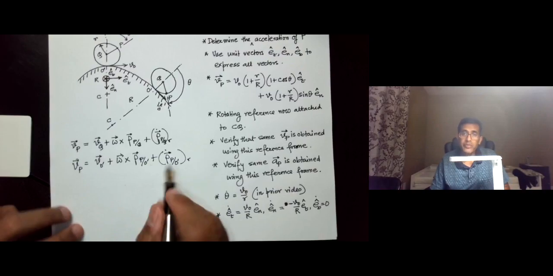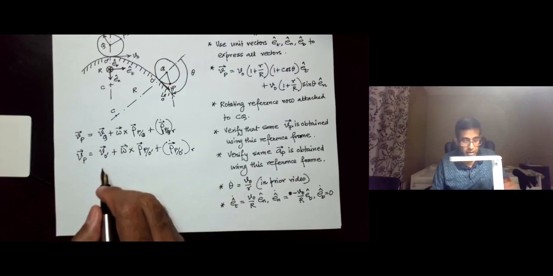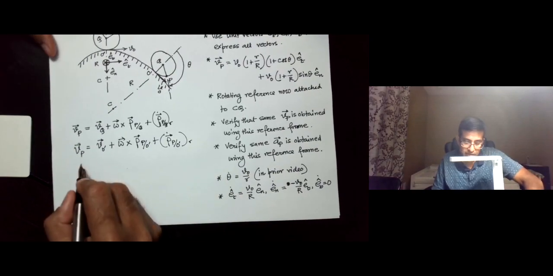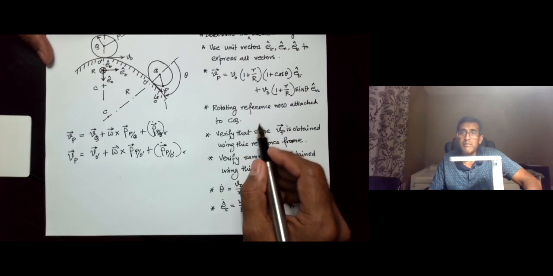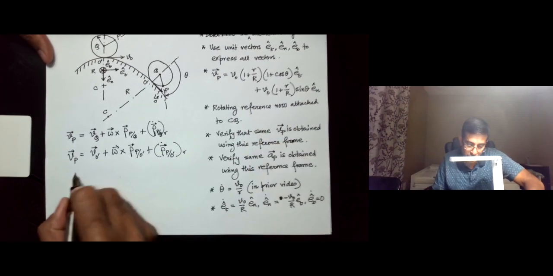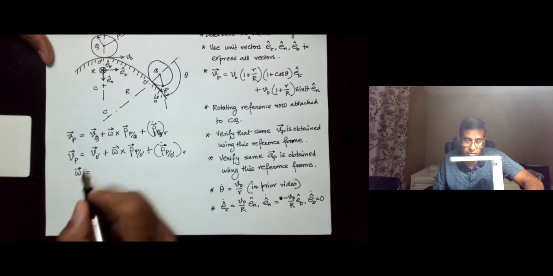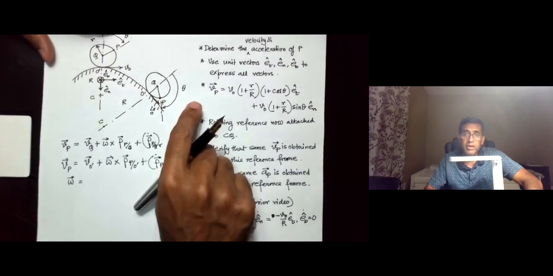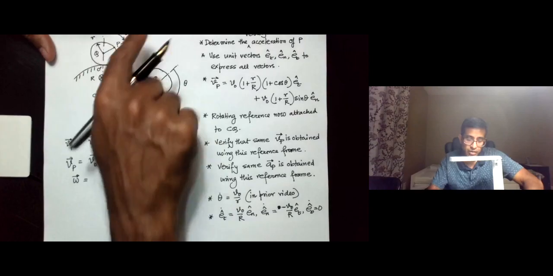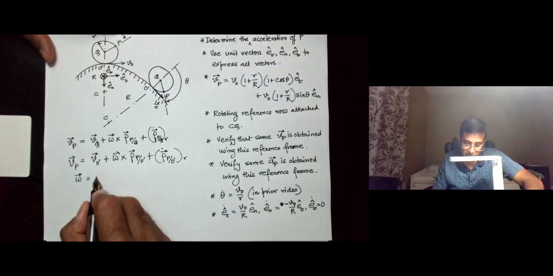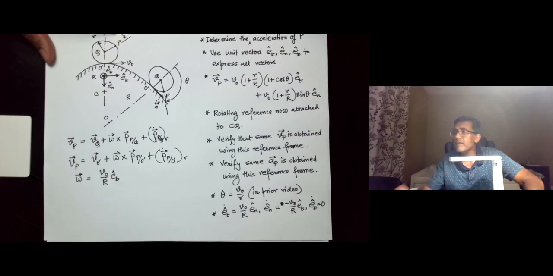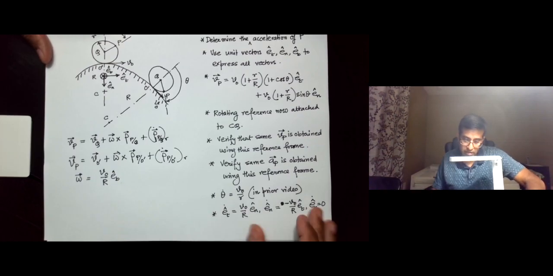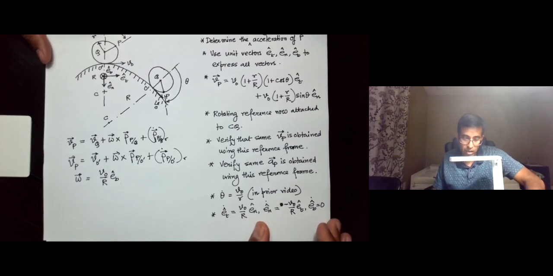The only thing that we have to be careful about when we do this is that now we are choosing our rotating frame to be attached to CQ. So therefore omega is going to be the angular velocity of CQ, and the angular velocity of CQ is V naught over capital R EB. Okay, so that is something that we need to incorporate.